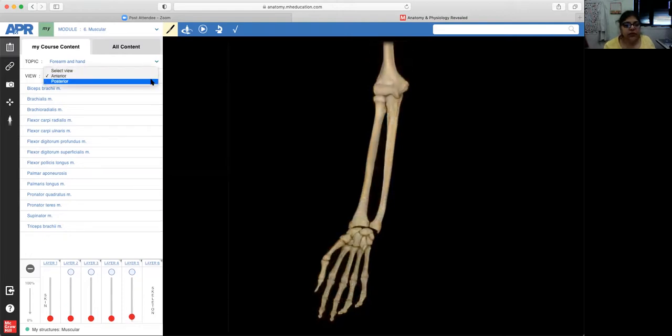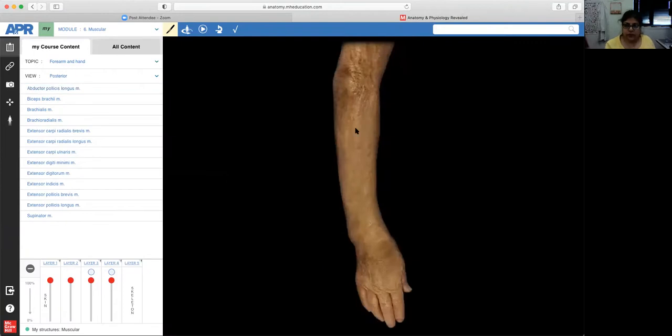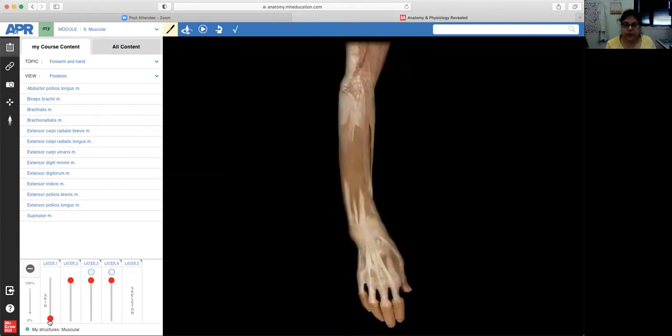Let's look at the posterior of this. So now we are looking at the posterior side of your arm. What do we have here? That's your brachialis, and that's your biceps. You can see the brachialis and biceps together. What is their relationship? They're next to each other. Sometimes from some angles, the biceps is actually going to be hiding the brachialis. That's why we need to do the dissection and also use different views, so you can see them properly.